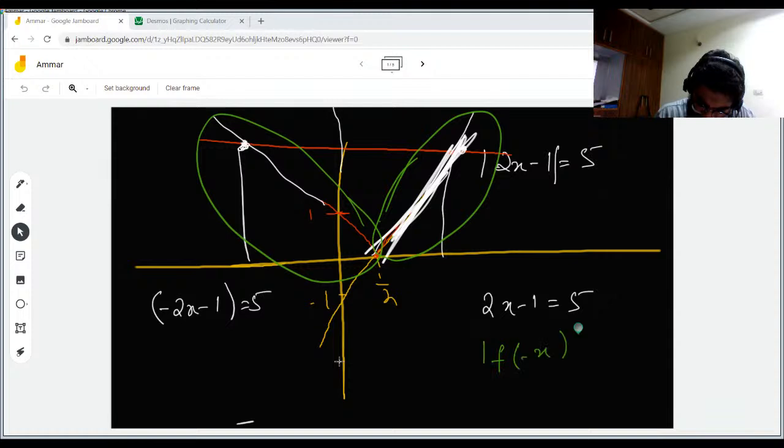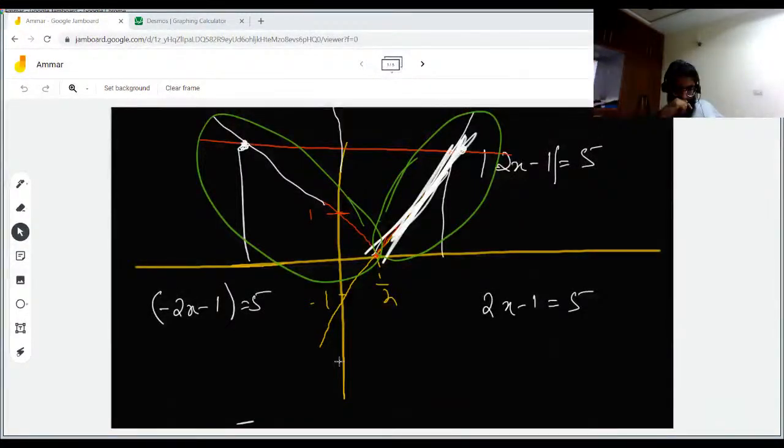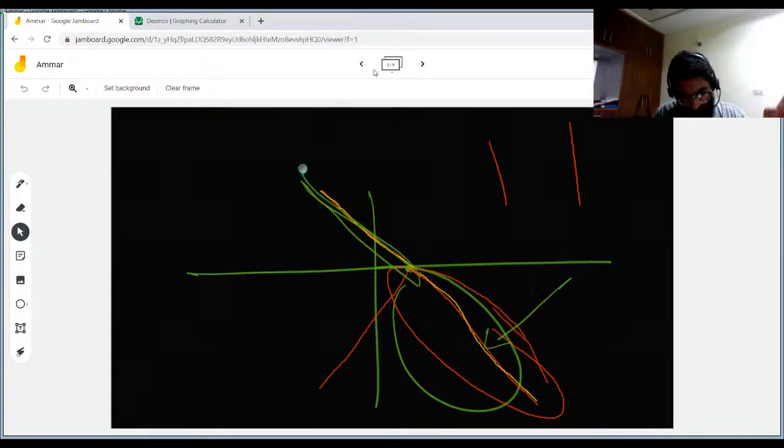I have a question. What if the first one itself is from the bottom? So what if it was minus 2x minus 1 from the start? Or what if it started from here, like the normal equation without the mod? Your question of minus 2x minus 1, it would have reflected the other way.